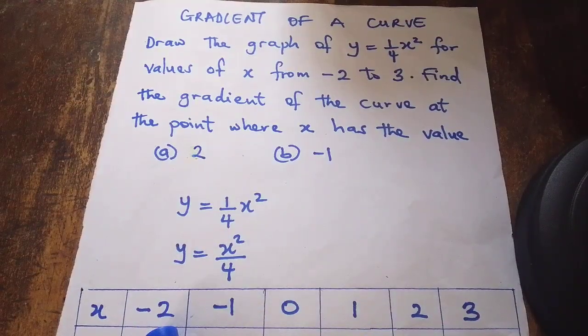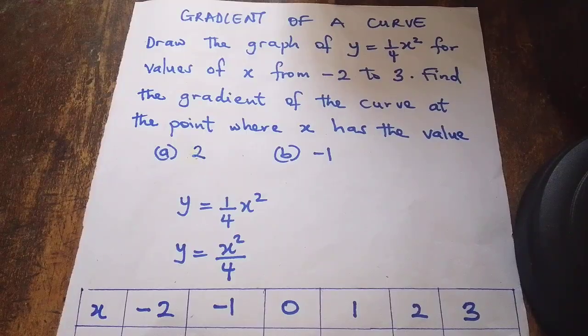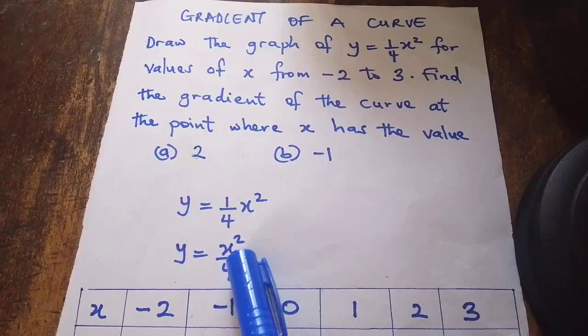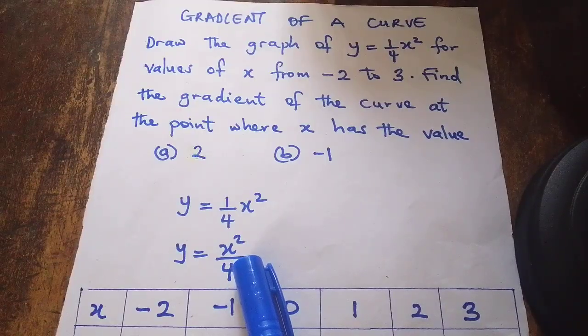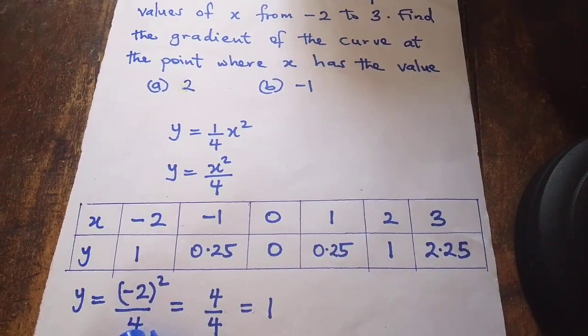That means x is -2, -1, 0, 1, 2, and 3. So you will now be looking for the corresponding value for y. To get the corresponding value for y, you will be substituting the value of x into this equation. So when x is -2, you are going to substitute here.